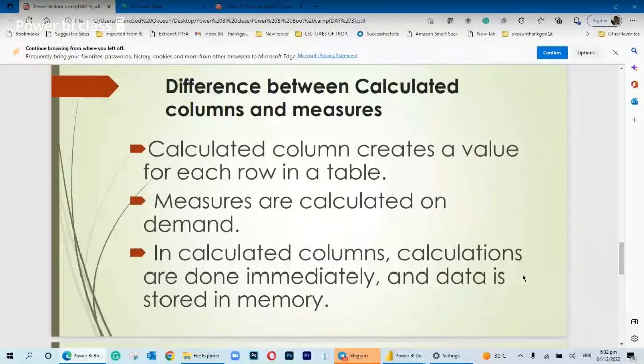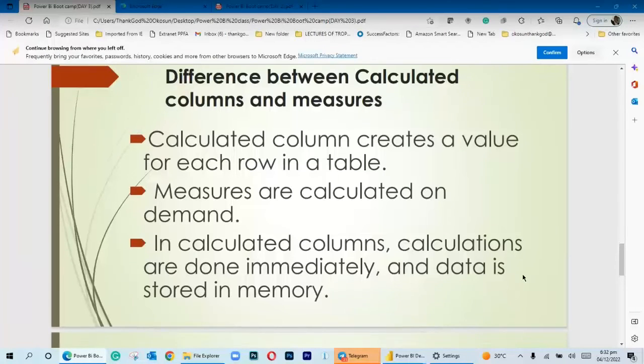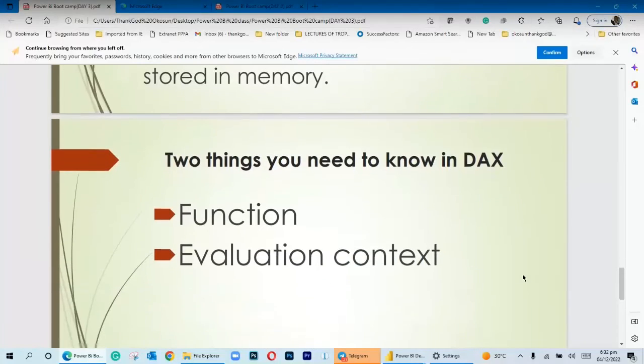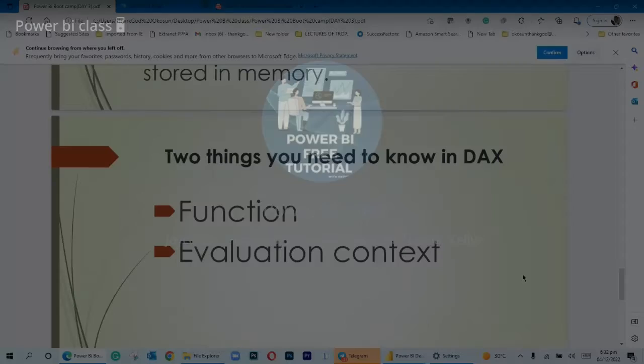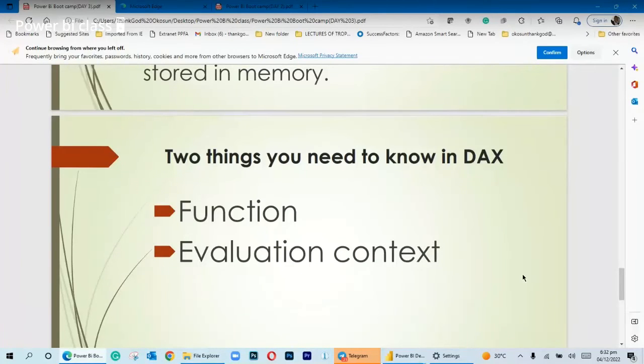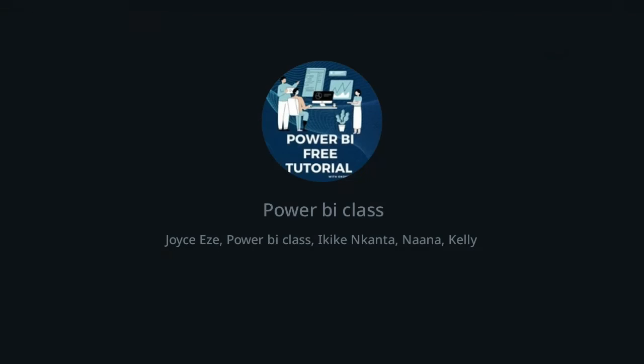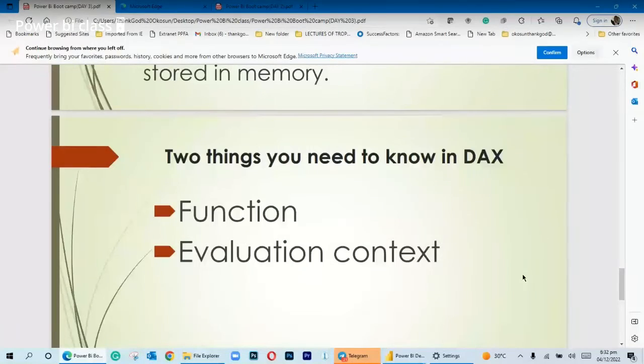But you can actually see the data set that you just did. So as much as possible, try to see what works, what you want to use the data for. If it's something that you can do without bringing out the data set, then avoid the calculated column. But if it's not, just use measures. Since you need to know functions and evaluation context, we'll get to that now.